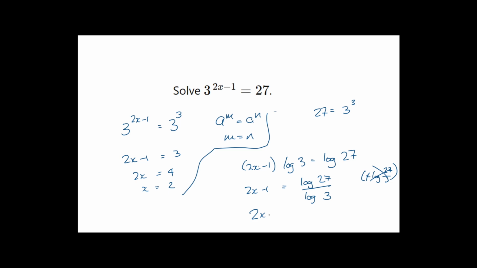So 2x minus 1 equals 3. Add 1 to both sides, so 2x equals 4, and it follows that x equals 2. Are there any limits on that? No, because when we take the log, there's only one answer. So there we go. x equals 2 is our solution.